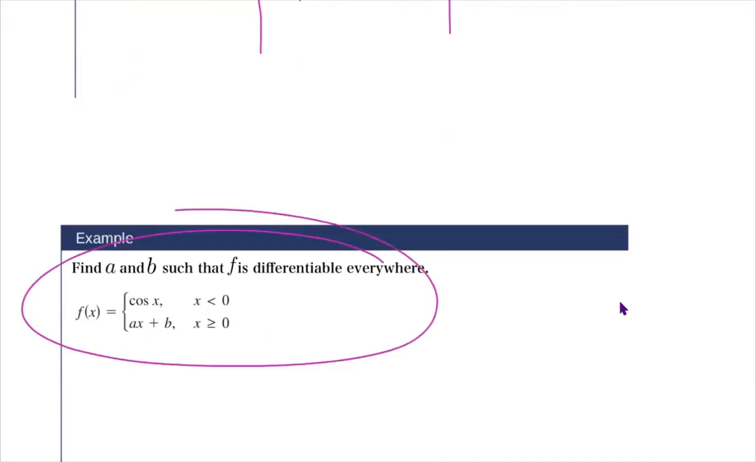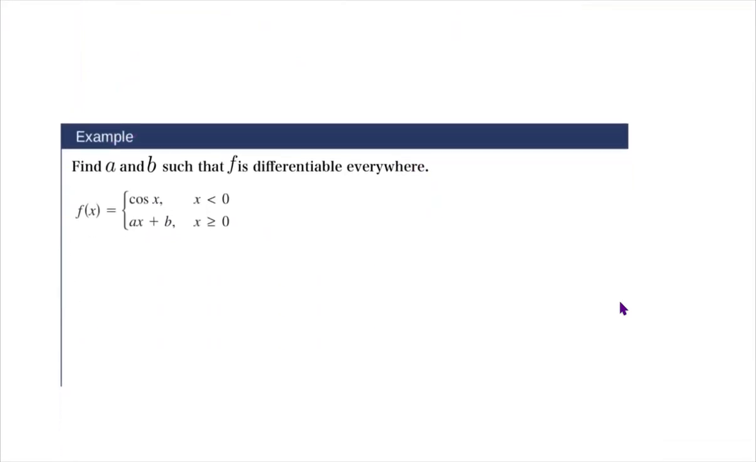All right, here is another example. Find a and b such that f is differentiable everywhere. So f is differentiable everywhere. That means this function is differentiable for all x less than 0, and this function is differentiable for all x greater than or equal to 0.